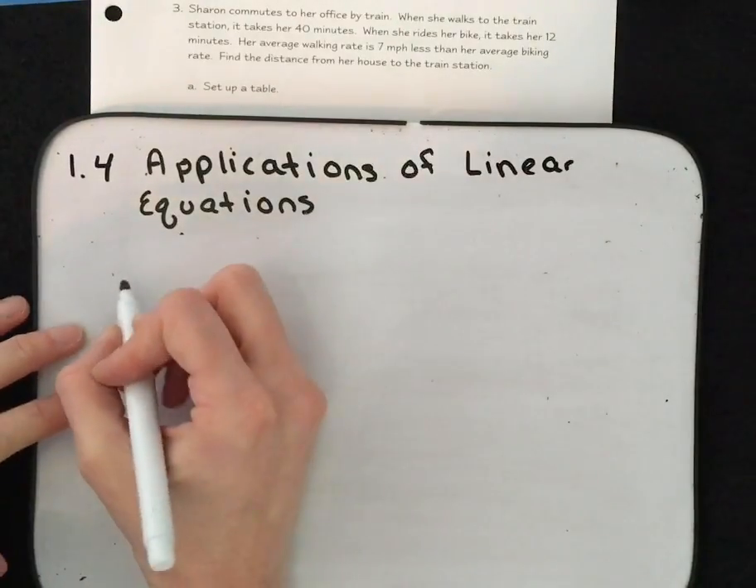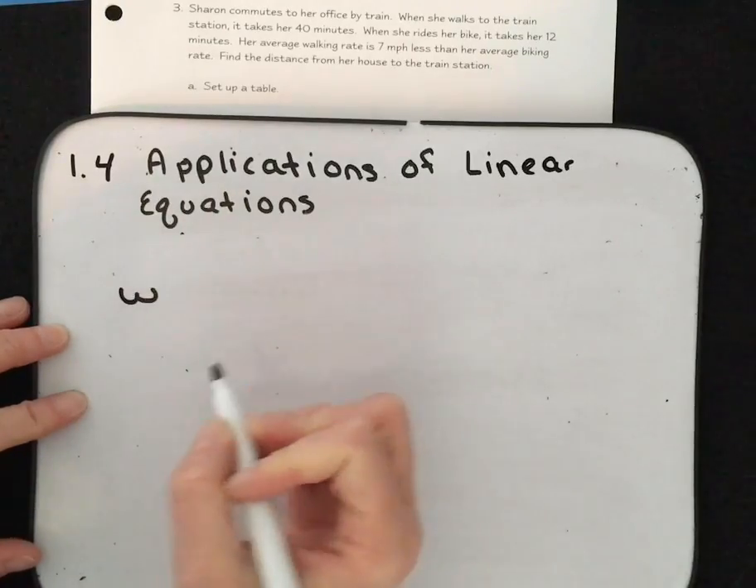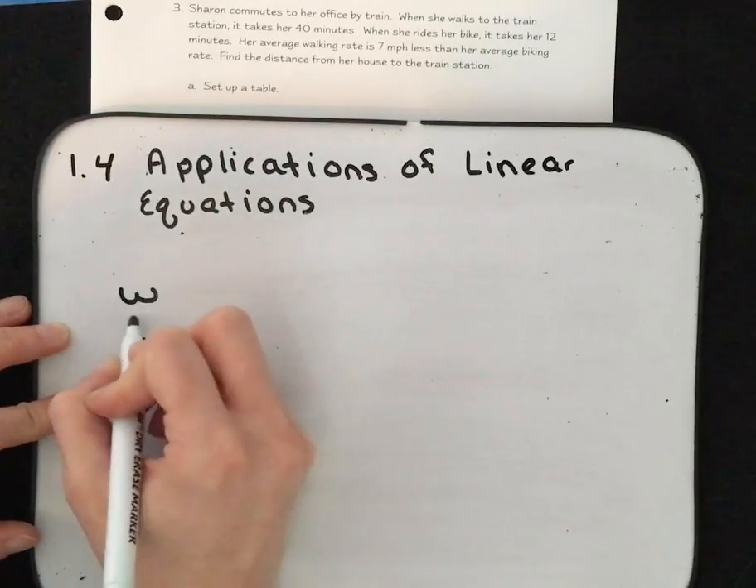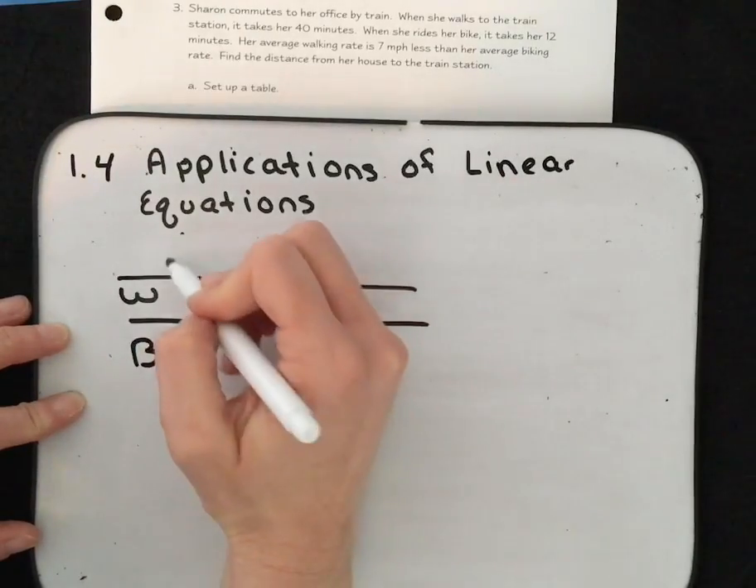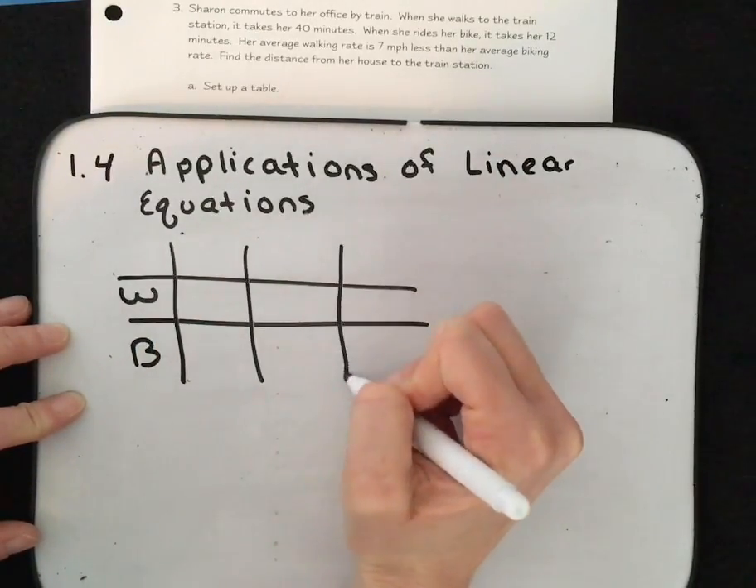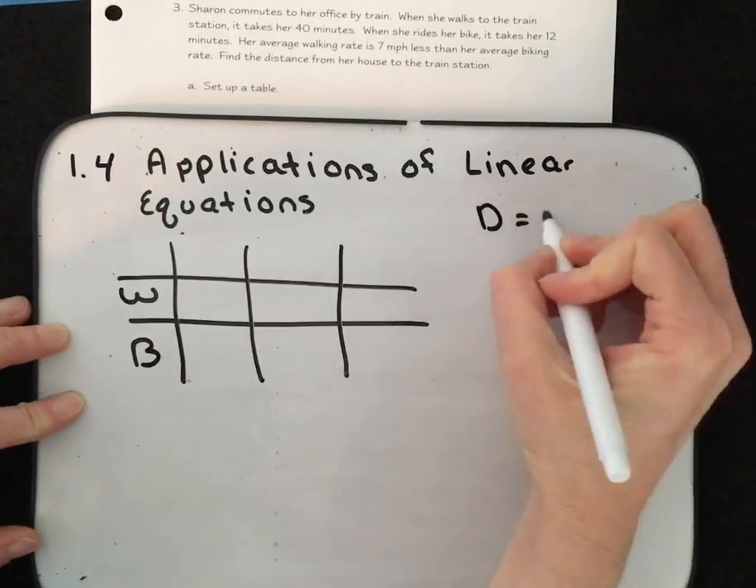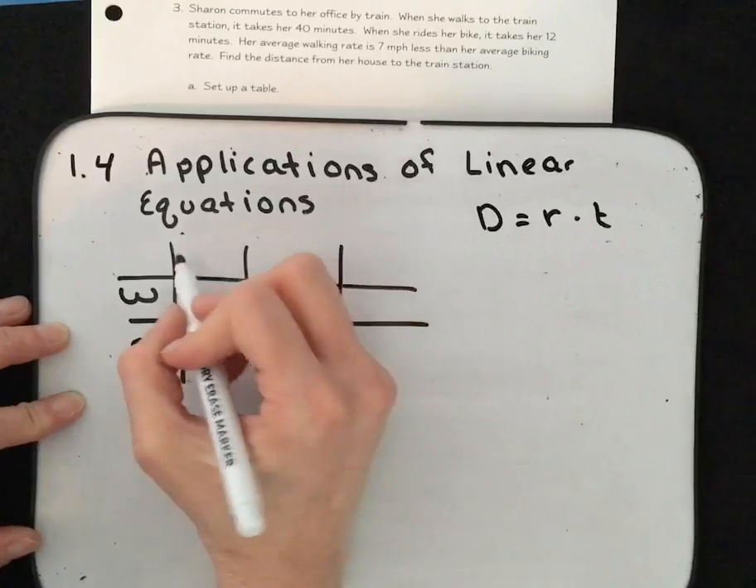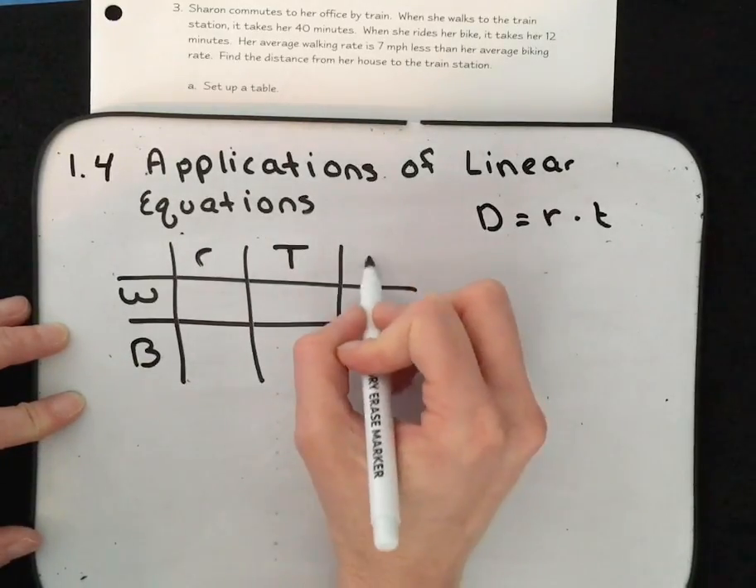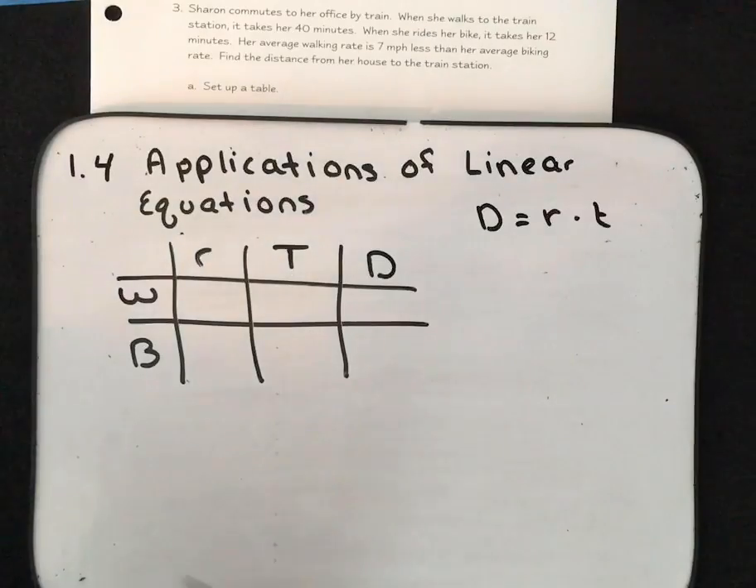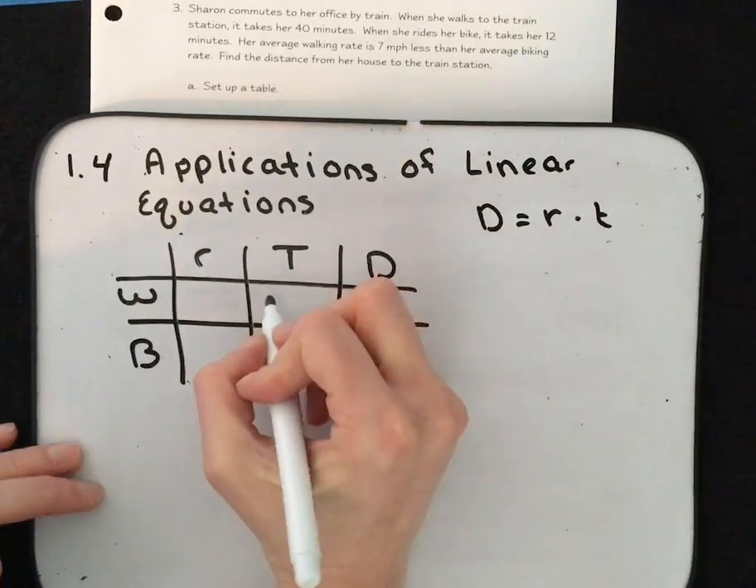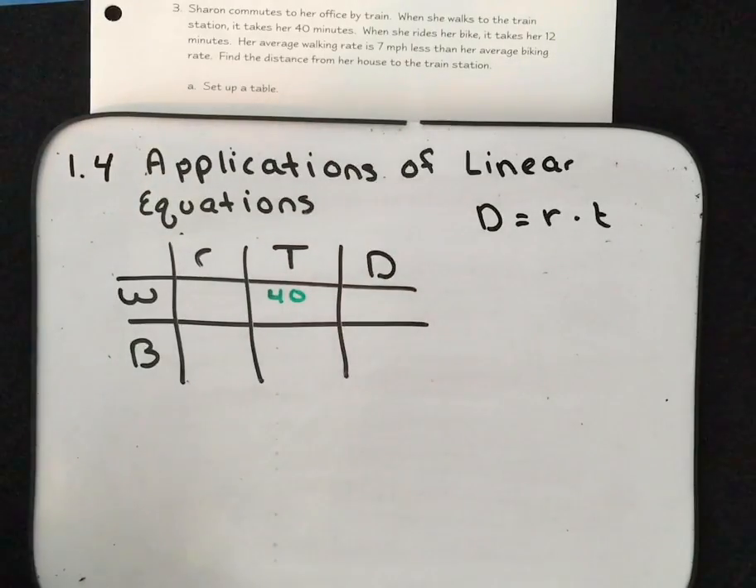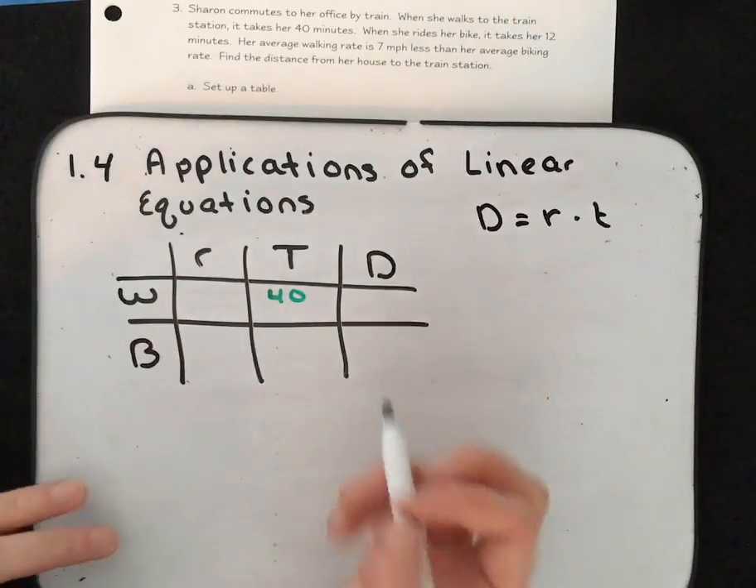So, we have two pieces of information. We have information relative to walking and information relative to biking. We know that distance is rate times time. So we have the rate, we have the time, and we have the distance. Let's see what we can fill in. It says, when she walks to the train station, it takes her 40 minutes. So time is 40 minutes. When she rides her bike, it takes her 12 minutes.